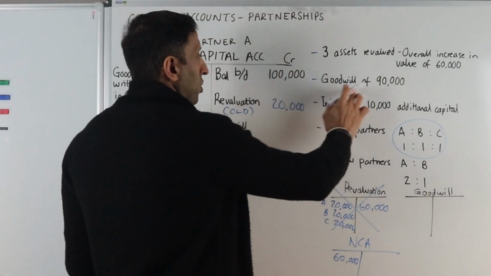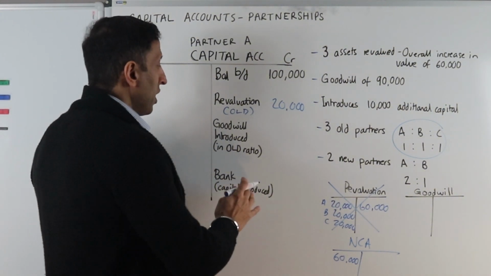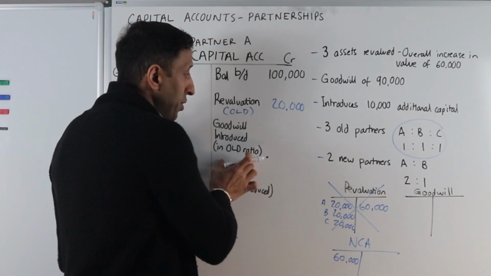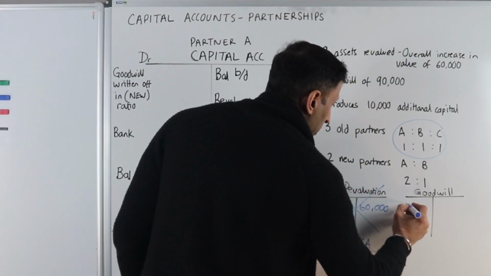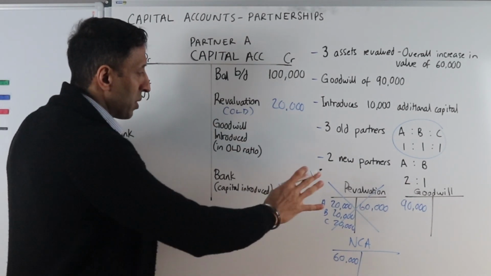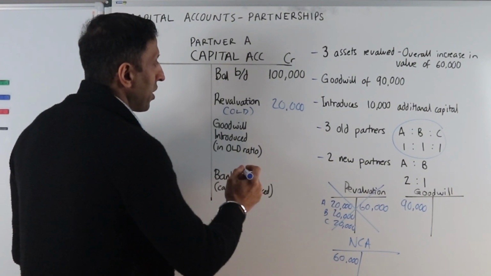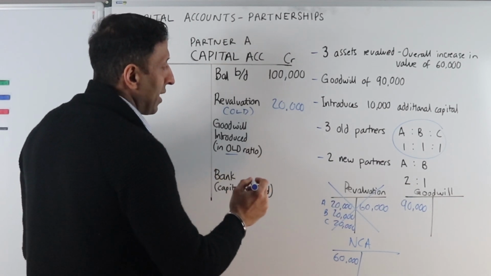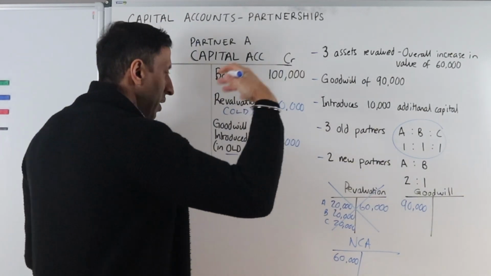Now we're going to do goodwill. We introduce goodwill, that's decided as 90,000. So 90,000 is introduced into the credit side of the partners' capital accounts in, again, the old ratio. As we introduce it on the credit side, we will introduce it on the debit side of the goodwill account. We're introducing 90,000 in the goodwill account. As we do that, we are crediting the capital account in the old ratio. 90,000 split equally into 3 is going to be 30, 30 and 30.